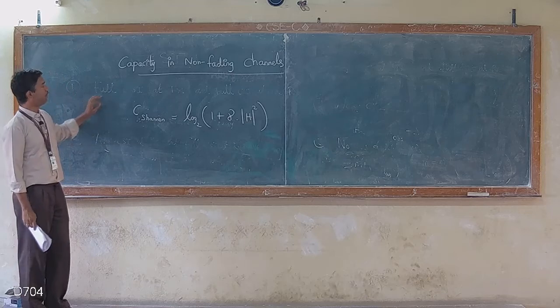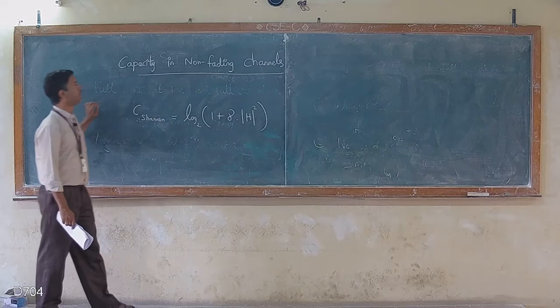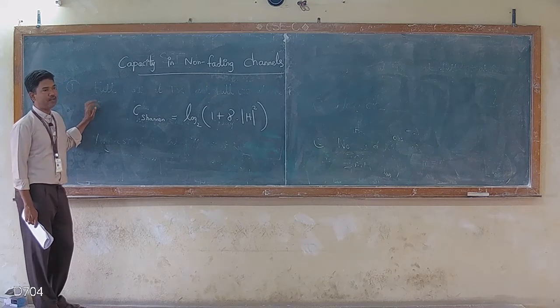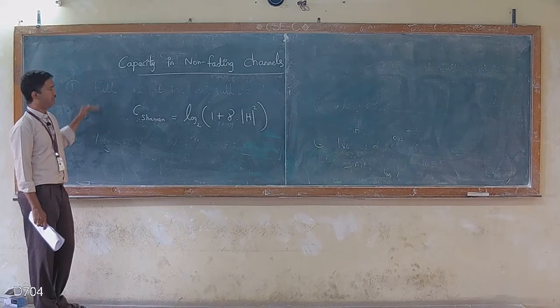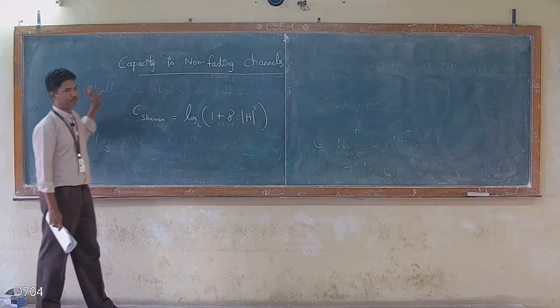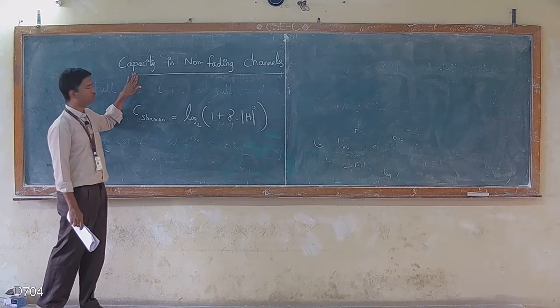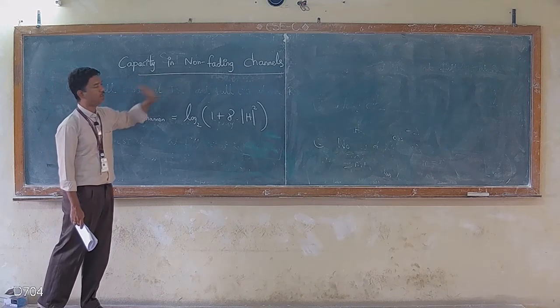The next topic is capacity in non-fading channels. In order to understand the MIMO systems, it is necessary for us to derive the equation for capacity. So we are going to start with the derivation for capacity in non-fading channels.